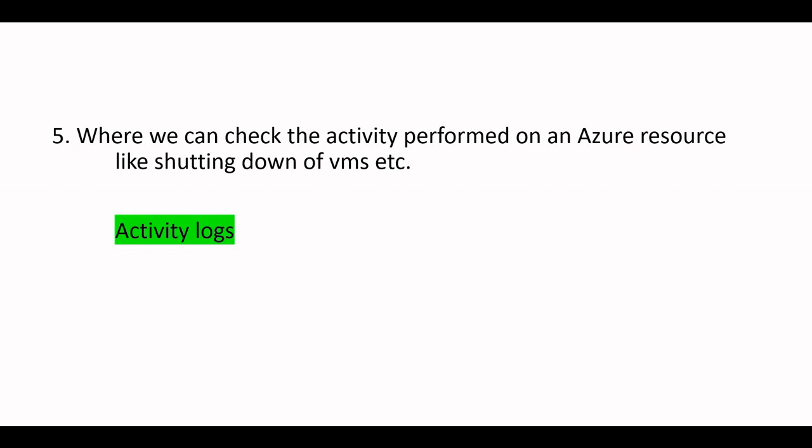Let's consider the example of an Azure Virtual Machine. If you want to know who restarted the virtual machine or who stopped the virtual machine, then you can go to Activity Logs. In Activity Logs, you will see various details like who is the person responsible for that event, at what time it was done, what is their ID, and all those details. So we can check all the activities in Azure using Activity Logs.